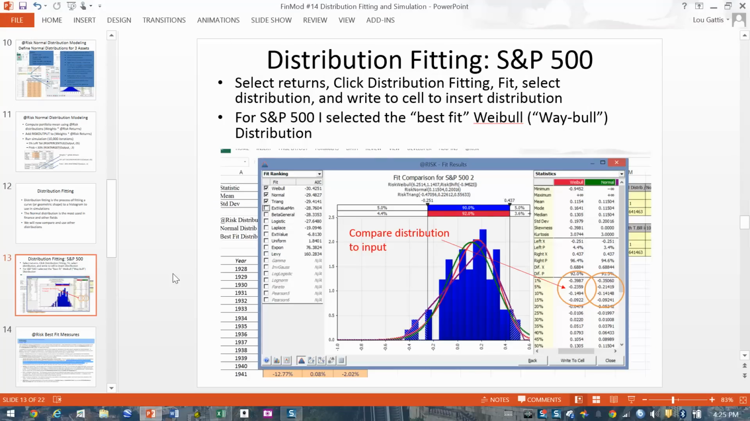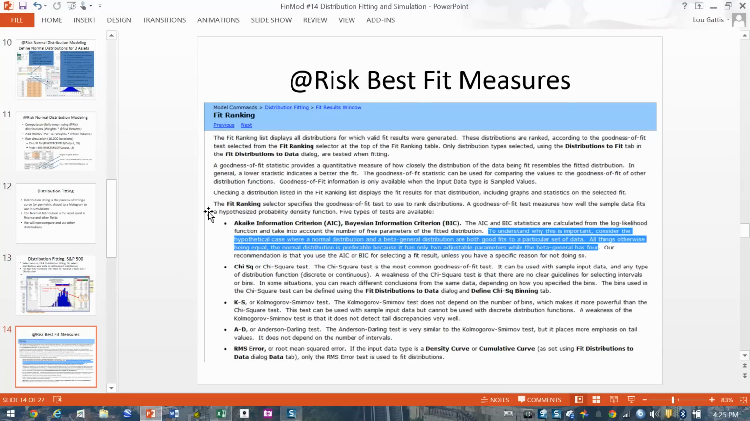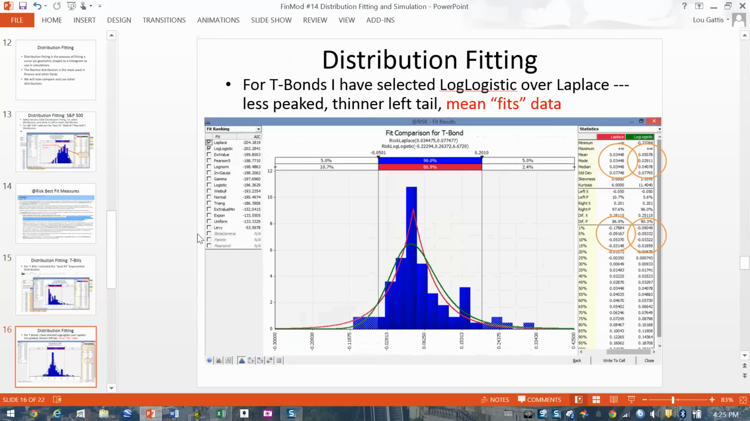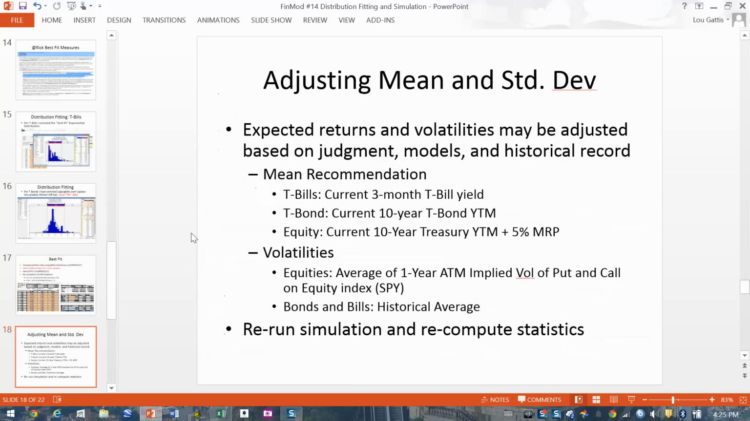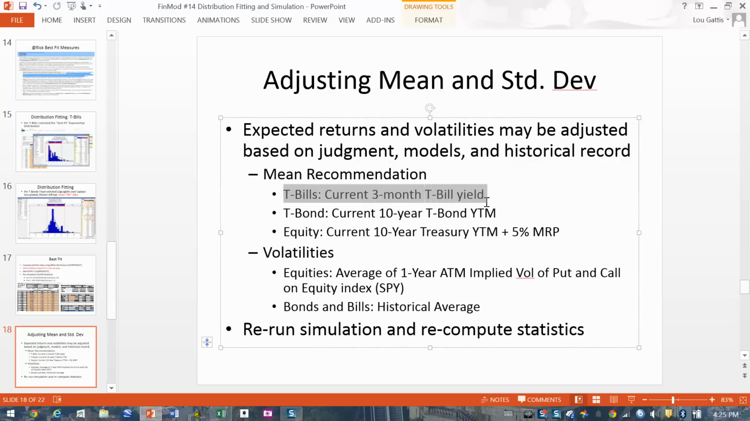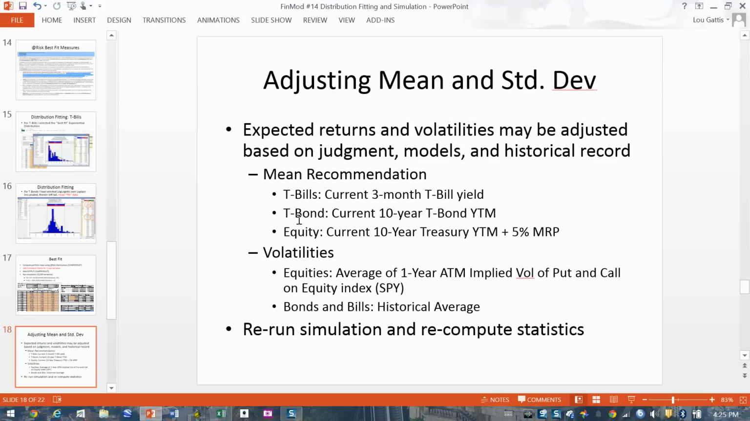So that's using @Risk to get a best fit distribution and using it to forecast the risk of a position. And again, what I would really like to do if I want to do a really good job of this, really forecast what my expected return and standard deviation of that portfolio is, I would probably replace the T-bill historical return with the current T-bill rate, replace the T-bond historical mean with the current T-bond rate, replace the historical equity return with maybe the current T-bond rate plus a market risk premium. And then for the volatilities, I might replace some or all of these with EWMA or GARCH or implied vols.